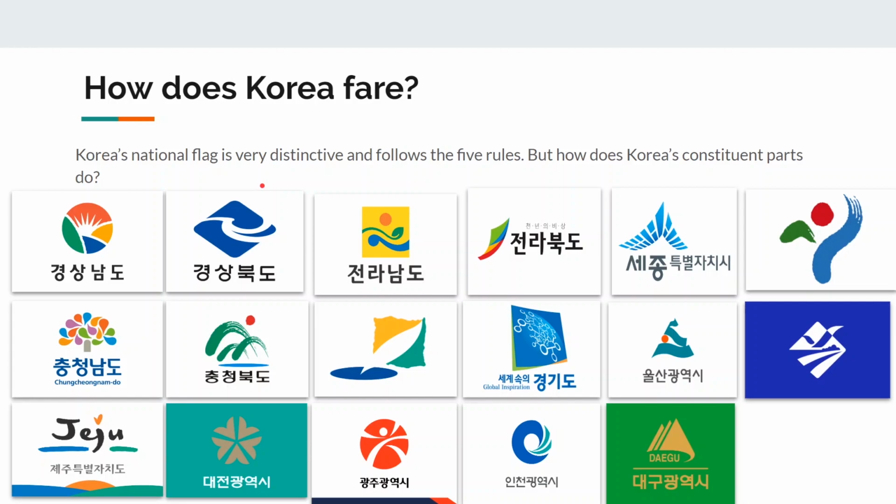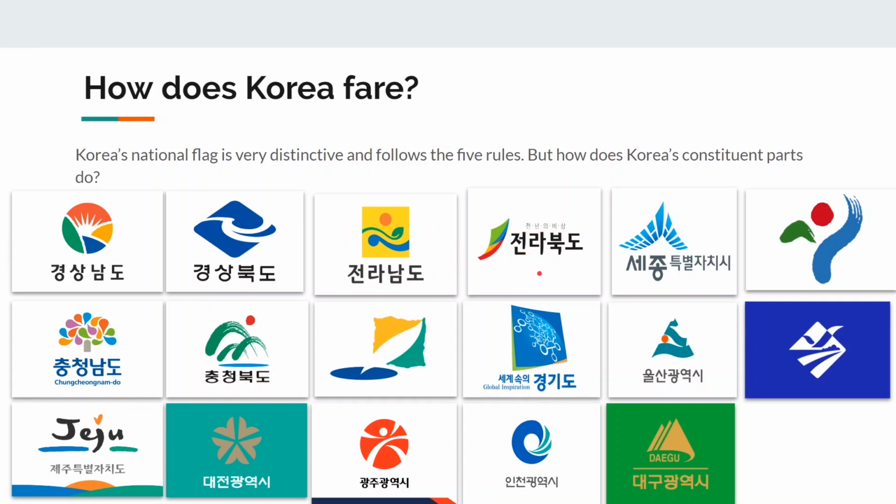Korea's national flag is great. Everyone loves it. Most everyone. But Korea's constituent parts, the provinces and cities of Korea, I think they violate a lot of these rules. We see Gyeongsang-namdo, we see Gyeongsang-bukdo. I don't know what that logo is. I kind of see what their logo is. I think these are hills and the sunlight coming up. Is this a river? The wind?